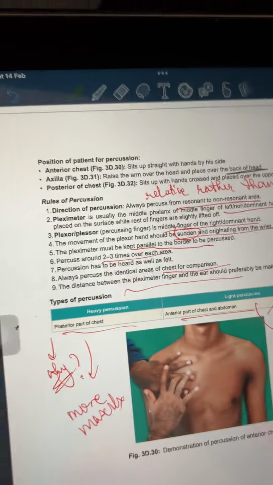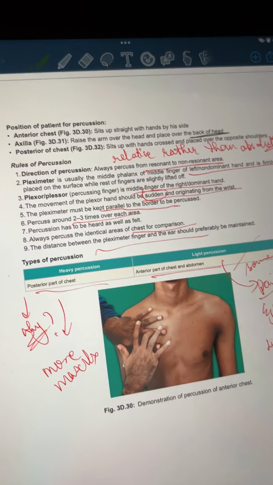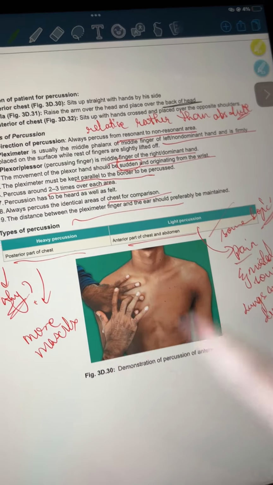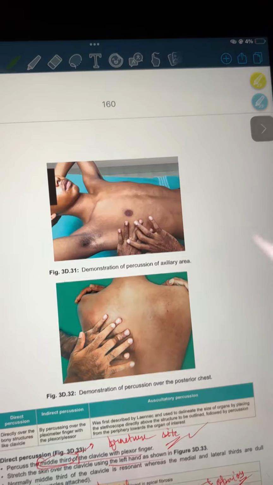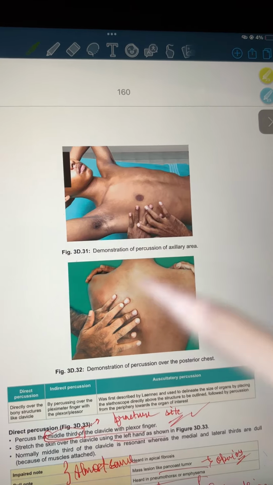Because the back muscles are thicker, that's why you do heavy percussion on the back. Here, light percussion, because thin muscles will be there in front. See, these two positions are very important. With this only, the examiner will kick you if you don't do it properly.